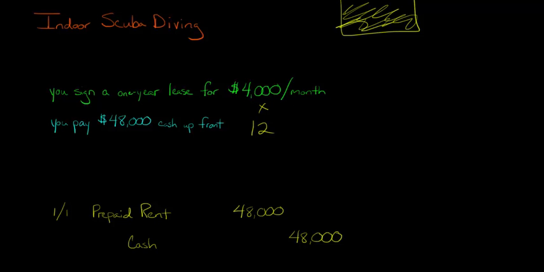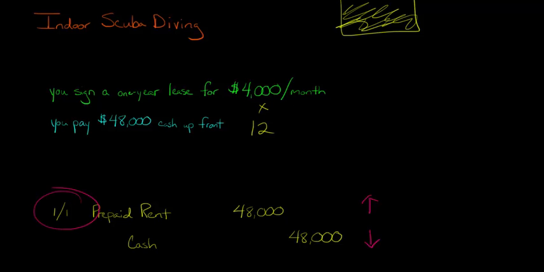And then we're going to credit cash, because we're paying cash up front. We're going to credit cash for $48,000. So the effect on total assets is nothing, because we have one asset account increasing and one asset account decreasing, so there's no change in total assets.